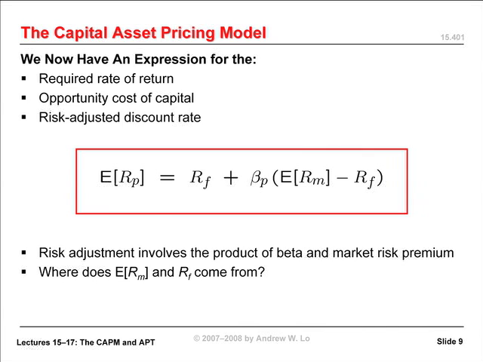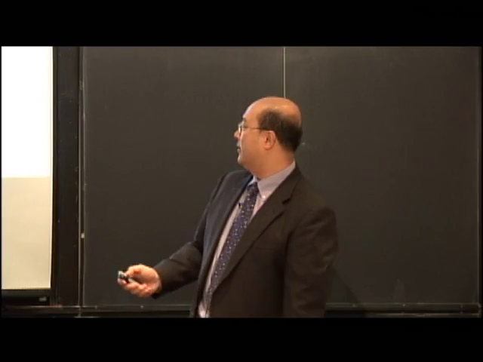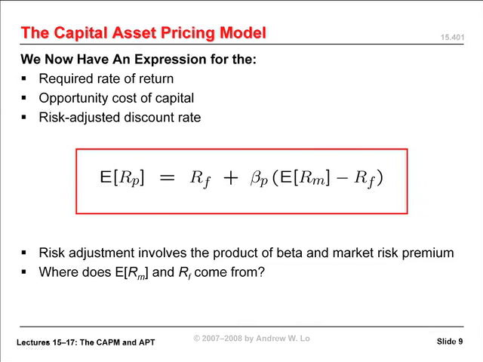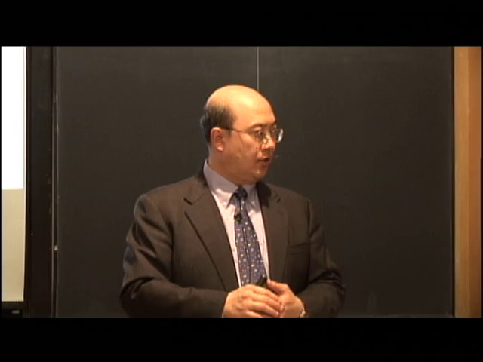But let me add one more thing to that, which is that beta is a measure of a particular kind of risk that a particular security has. And the kind of risk, as I said before, is this covariance between the rate of return on a particular asset and the rate of return on the market portfolio. This kind of risk is not the total risk of a particular security.